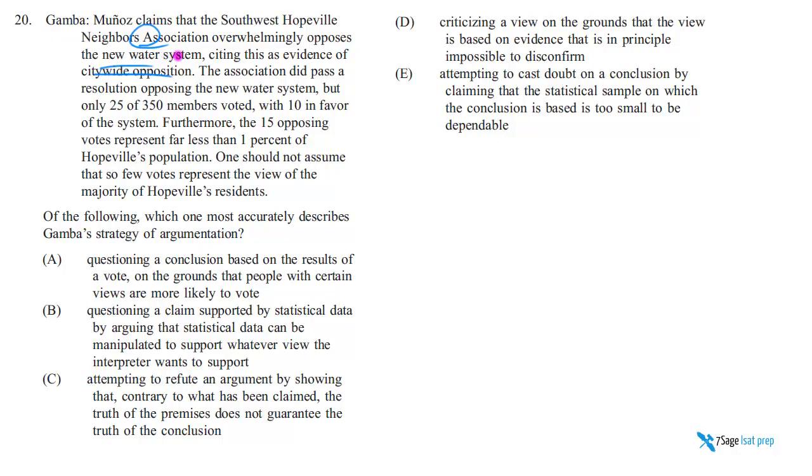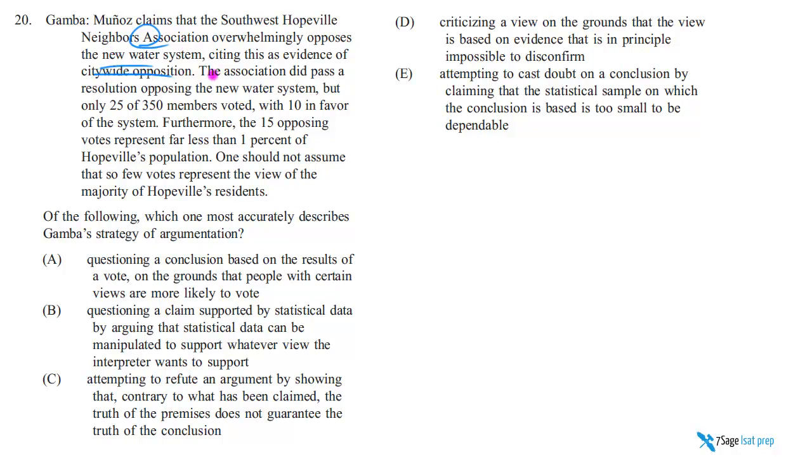He's going to say something like, just because the boys club thinks XYZ doesn't mean that the girls club also thinks XYZ. Certainly you can't say the whole city, the whole population of boys and girls, thinks XYZ, right? So I get the feeling that's how you're going to attack, at least if you're presented with an argument like this. That seems like the very vulnerable part of the argument. Is the Southwest Hopeville Neighborhood Association representative of the city?